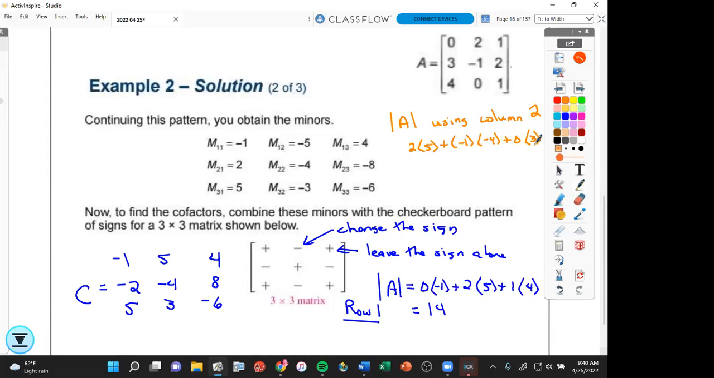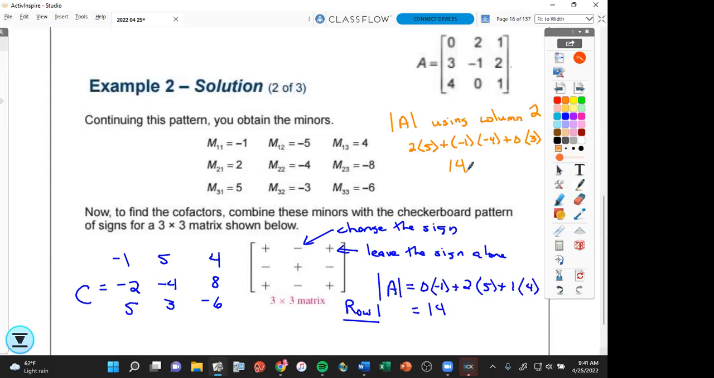Is it negative? Okay. So 2 times 5, 10. Negative times -4, +4. 0 times 3, 0. 10 plus 4, 14. It does not matter what column I choose. It does not matter what row I choose. The determinant of this matrix is 14. Questions on that?